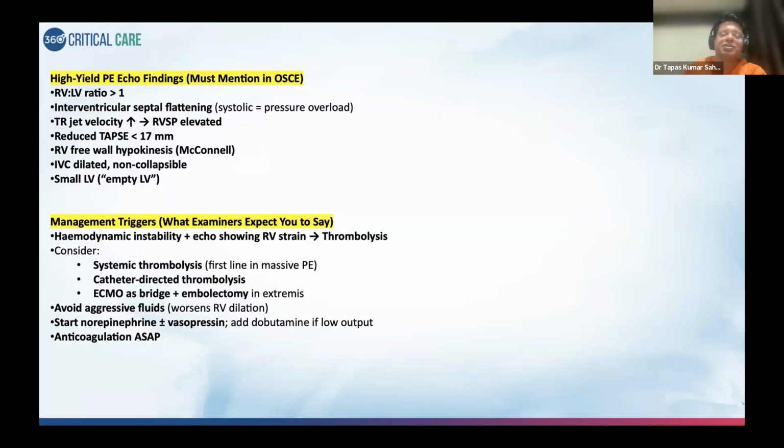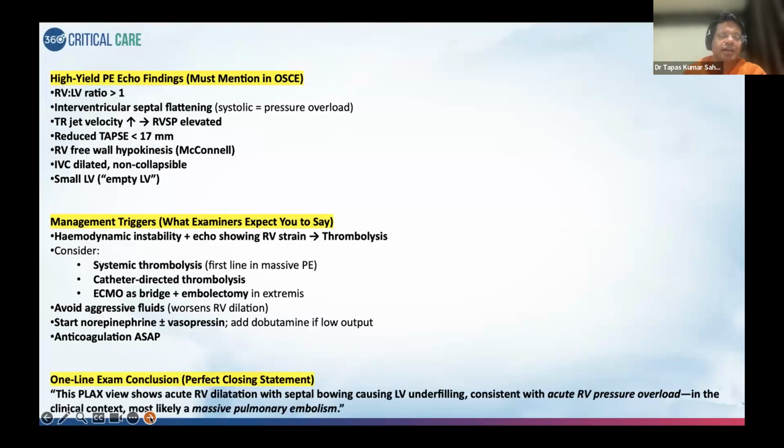Avoid aggressive fluids because this patient will not tolerate fluids, as that would worsen the RV dilatation. I can start vasopressors in the form of norepinephrine plus or minus vasopressin, and also add an inotrope in the form of dobutamine if there is low cardiac output, and anticoagulation as soon as possible. So this should be the correct way of managing this type of patient. It's not important to only diagnose. Now, one line exam conclusion, a perfect closing statement. If in the examination somebody is answering in this way, this is a PLAX view.